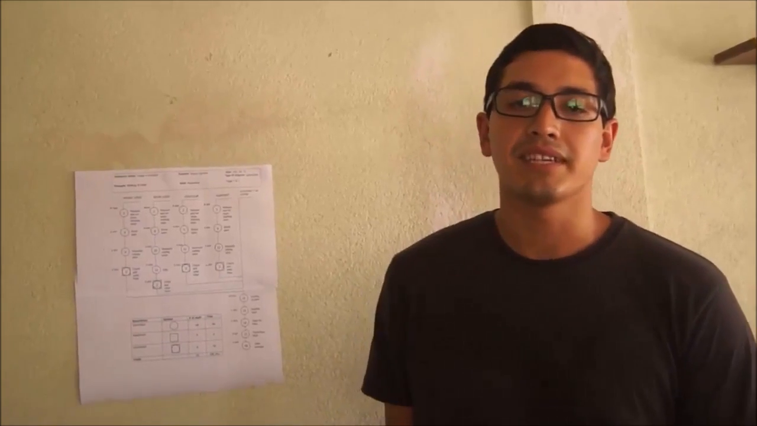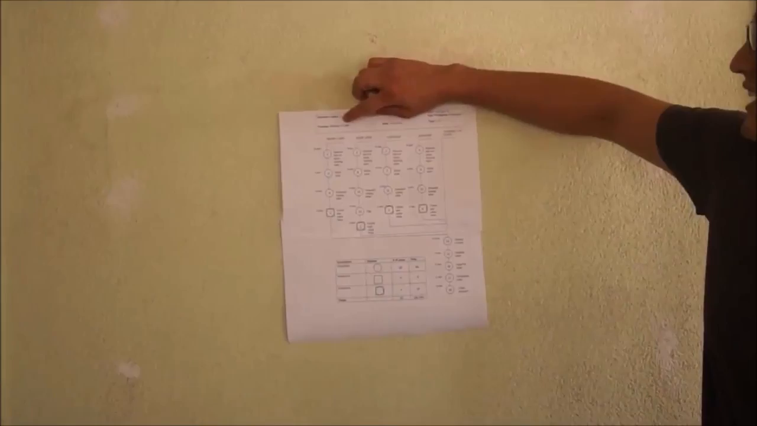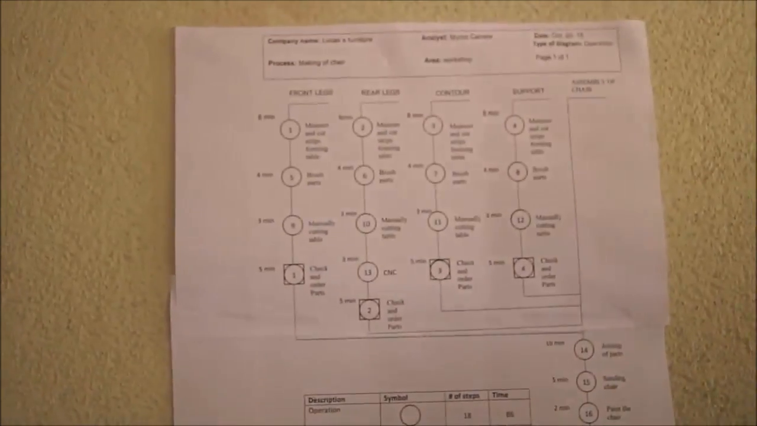In this case, the process is make a chair, and this is the operation diagram. It is divided in 5 parts. The first part is front legs, rear legs, contour and support, and assembly of the chair.